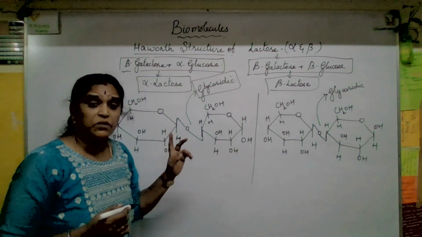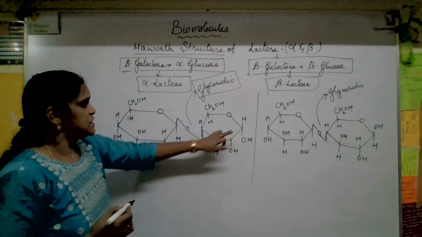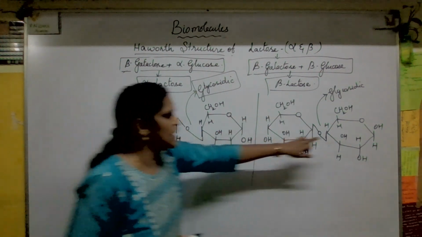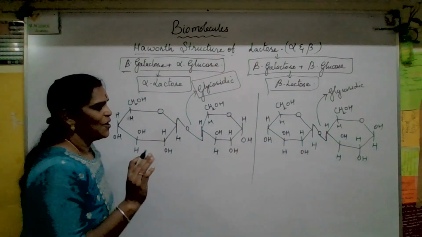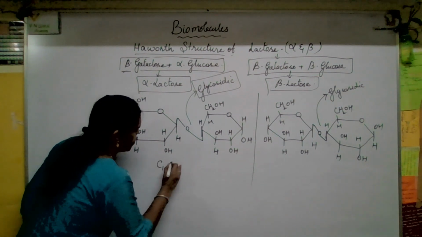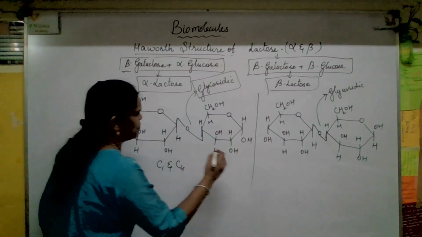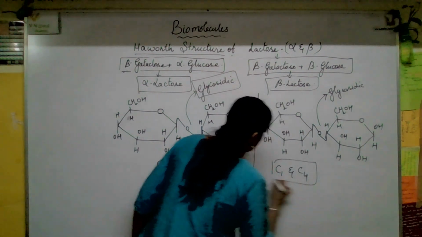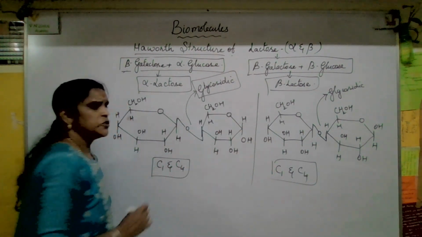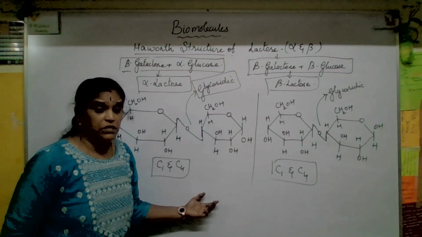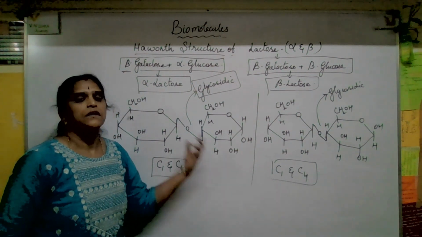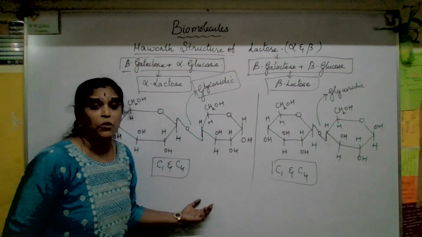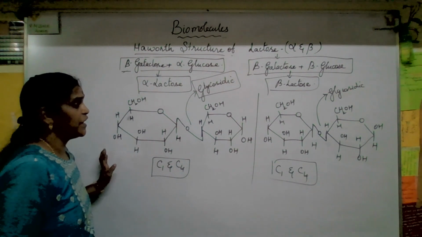So what is the difference between alpha lactose and beta lactose? See here, the main point, you just write it. Here H, OH, here OH, H. That's all. Now the linkage is between C1 and C4. The same way here also, C1 and C4. Generally, in objective type questions, they may ask like this: the structural formula they will give, and the position of the linkage they will also give. Hope you're clear with it.